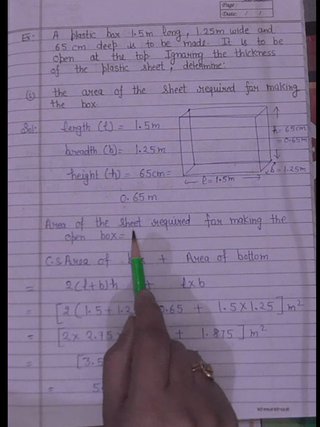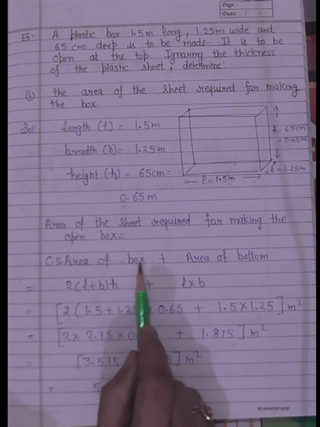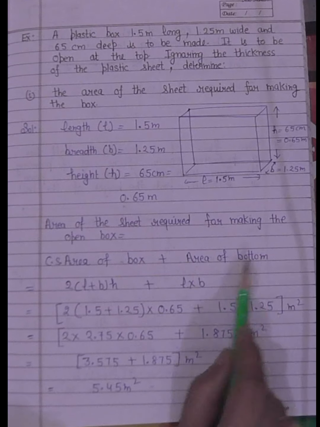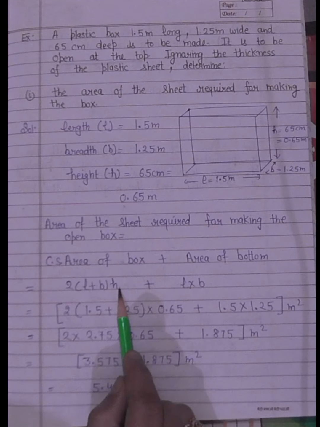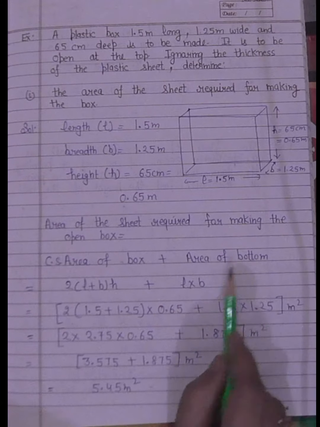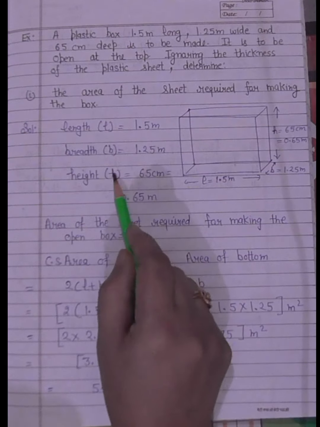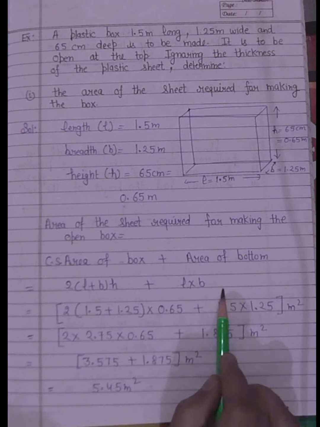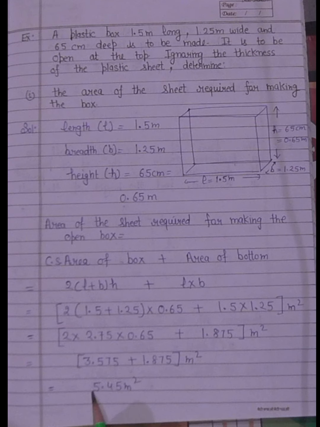Now the area of the sheet required for making the open box will be CSA of the box plus area of the bottom. The CSA of the box is 2 into (L plus B) into H, plus the area of the bottom, which is L into B. Put all the values of L, B, H in the formula and solve. After solving, you will get 5.45 meter square.